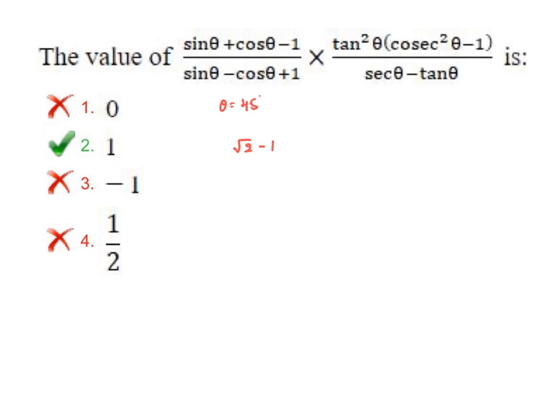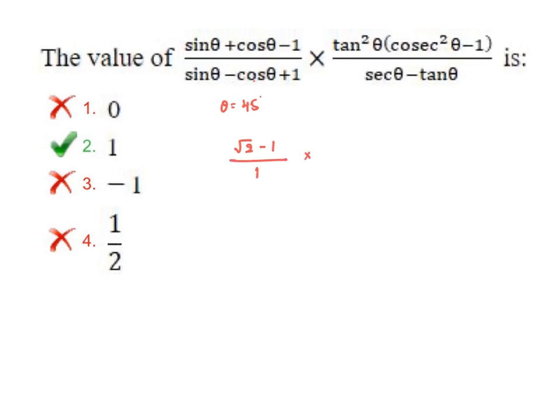Denominator anyway becomes 1 by root 2 minus 1 by root 2 is 0, plus 1 is 1 only, into tan square 45 is 1, cosecant square 45 is root 2 whole square is 2, minus 1 by again root 2 minus 1. So simply root 2 minus 1 gets cancelled. Answer is 1 here. So this is one way of doing it. And the other way of doing it is, we know cos 2θ.